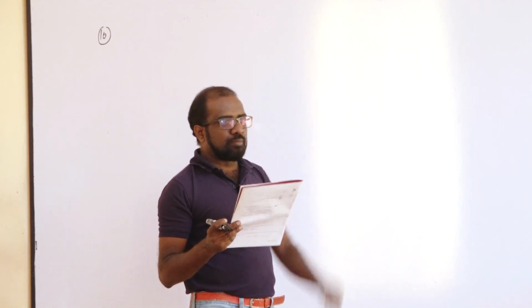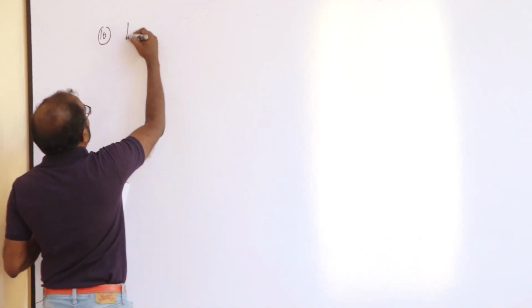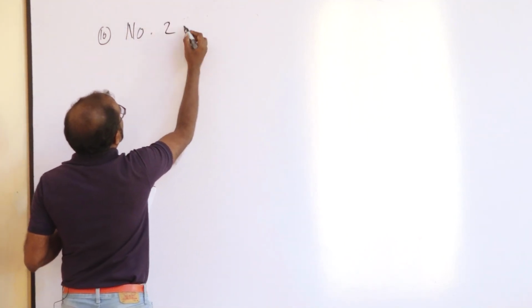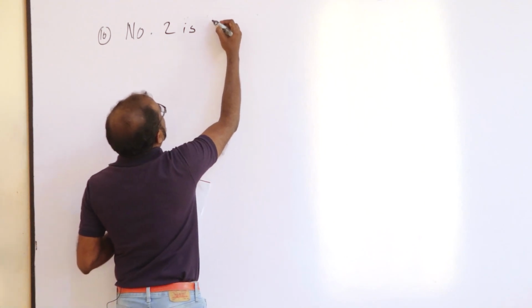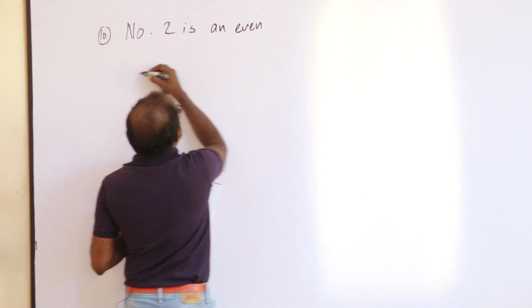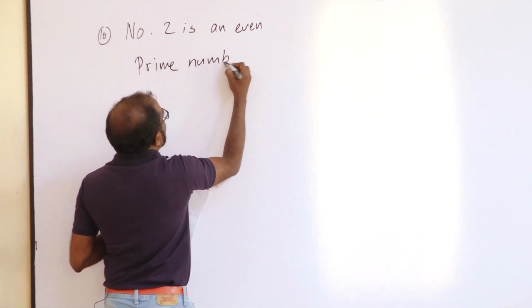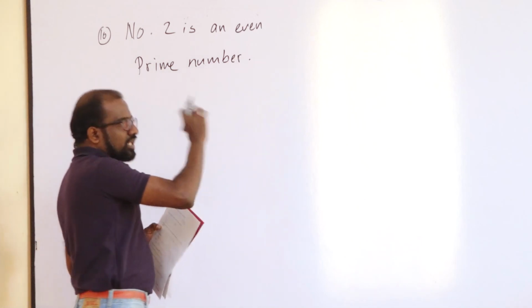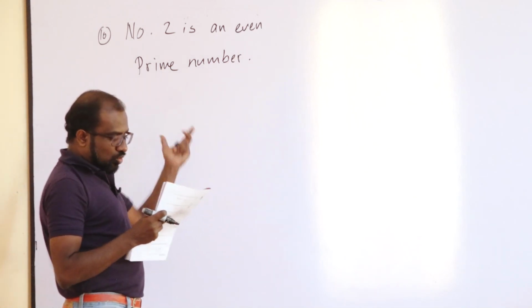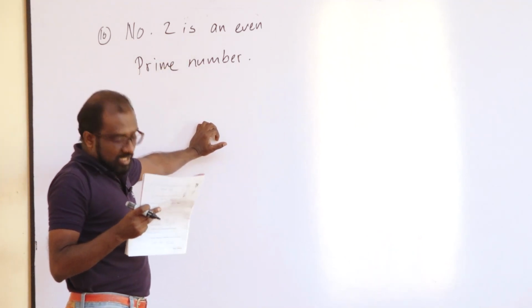So it is not the case that all prime numbers are odd. Do you agree with the statement? No. The reason is 2 is an even prime number. In fact, that is the only even prime number, 2. So, since 2 is there, not all prime numbers are odd numbers.